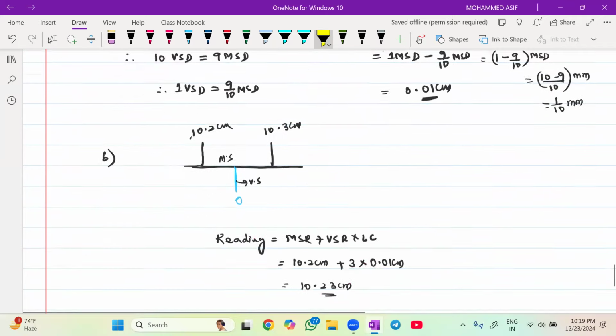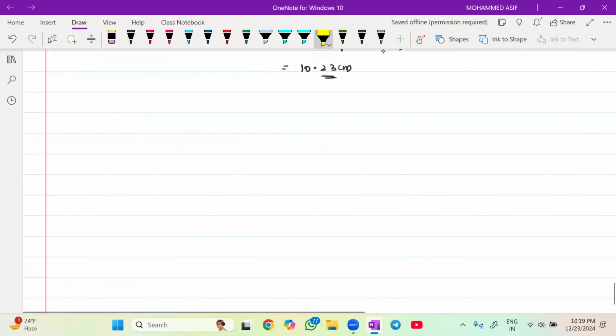Yes, sir. Then the last topic of this one is about your zero errors. How to calculate the zero errors. Next reading is your zero error. Zero error. Okay. See, if I'm drawing the instrument actually, I don't know where I'm getting it.